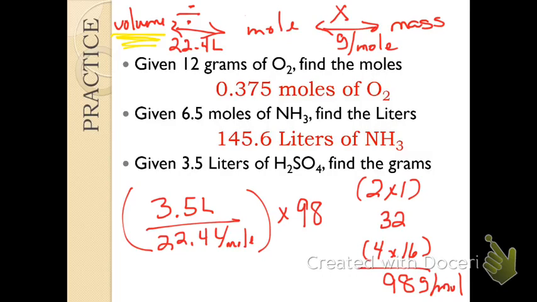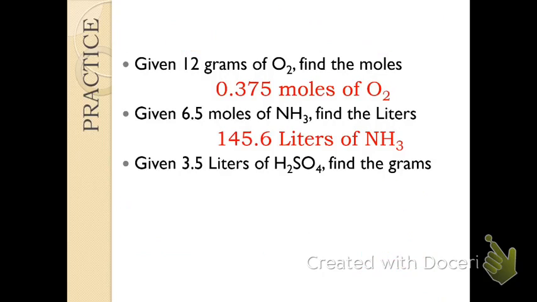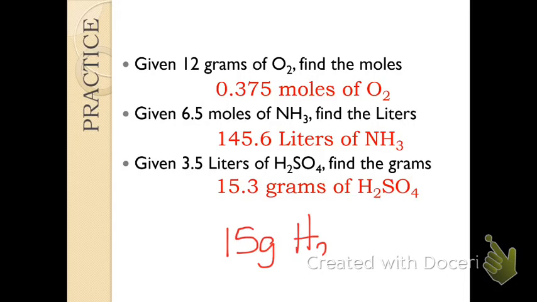So now I got to look at the whole thing. I'm going to clear the calculator. I'm going to open my parentheses. 3.5 divided by 22.4, because that's what I got to do. And then I have to close parentheses, multiply the whole thing by 98, and let's see what the answer for that is. You should have gotten 15.3 grams of H2SO4. This is to the nearest tenth. If I wanted it to the nearest whole number, it would be 15 grams of H2SO4.